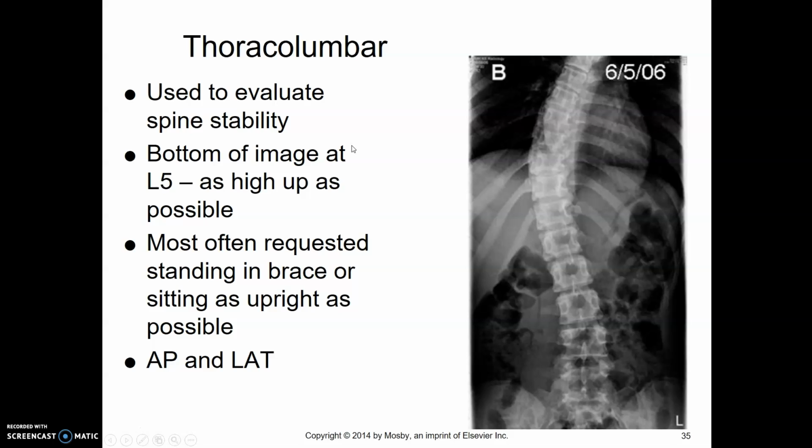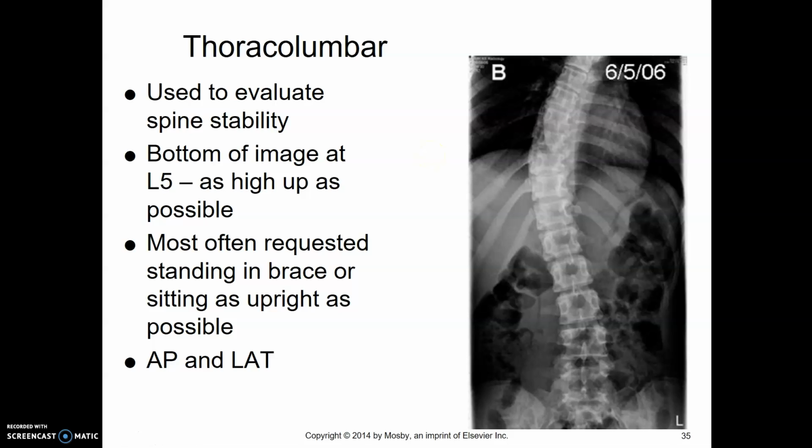Thoracolumbar is an order we don't get very often. What the thoracolumbar order is, essentially, is they want to see from L5 as high up the thoracic spine as you can get. You are not going to get a full T and a full L spine. It happens a lot where the ordering doctor doesn't realize that, and they get partials of both.